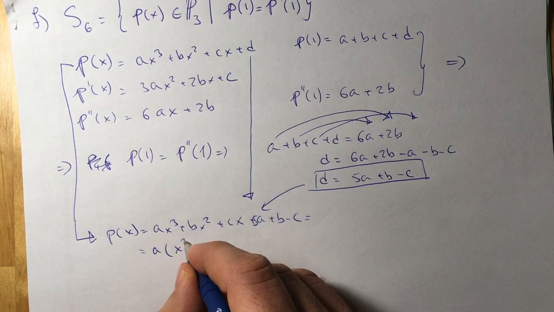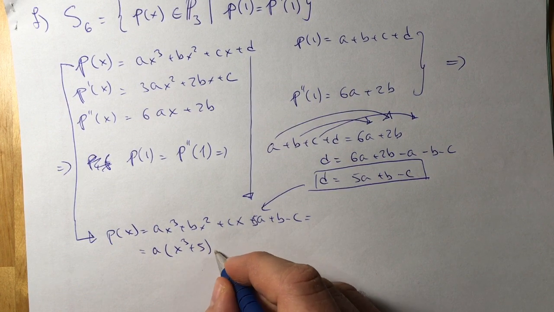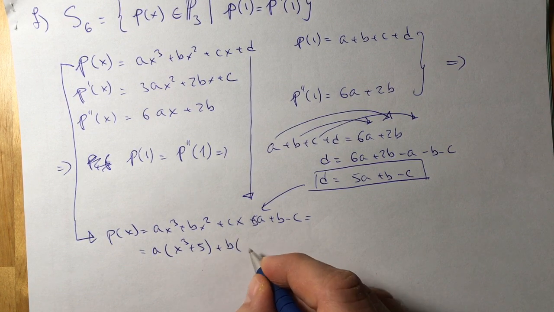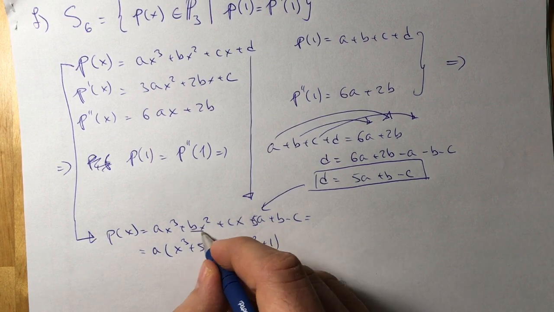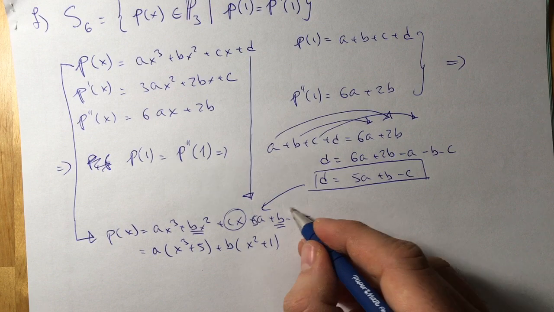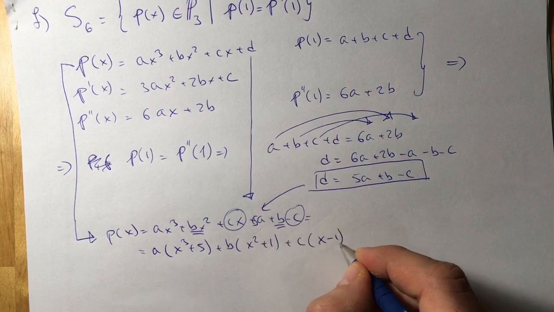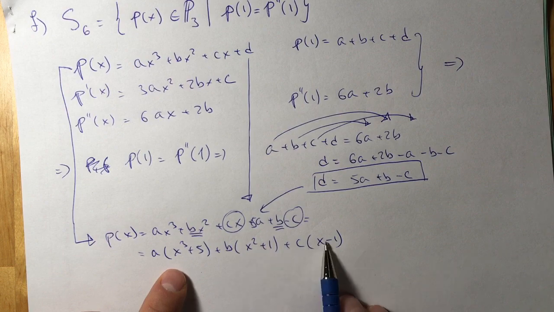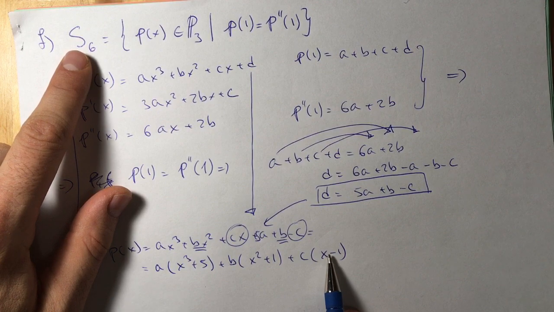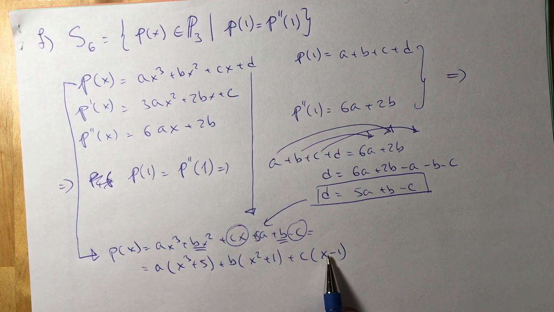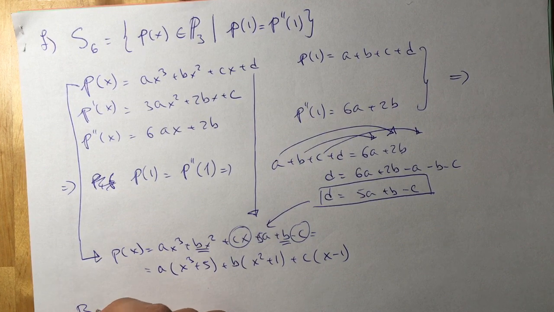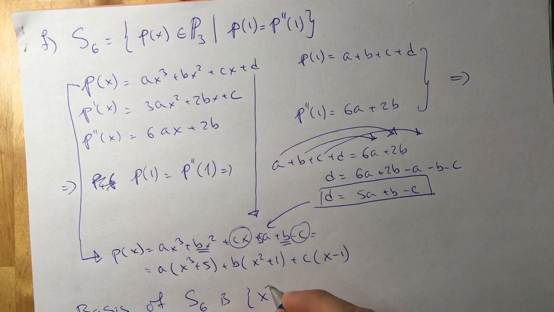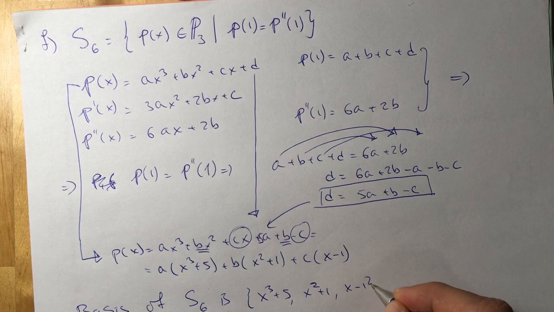So factor a and you get x cubed plus 5, plus b, you get x squared plus 1, right? And finally in terms of c, plus c times x minus 1. And I get 3 cubic polynomials, each of them from S6, right? That span S6, so you get the basis of S6 is x cubed plus 5, x squared plus 1, and x minus 1.